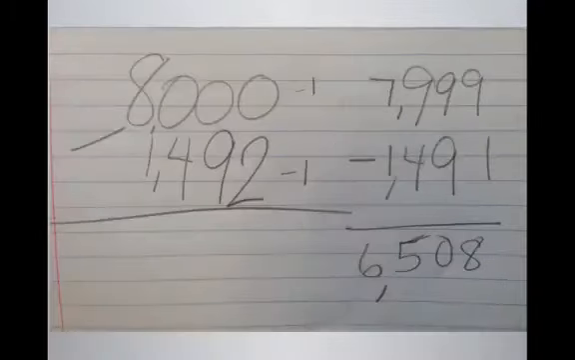And here you can see in this example, you know, subtracting across zeros is very difficult. So in this particular case, by subtracting 1, the student really made the problem much easier. So now instead of having 8,000 minus 1,492, we have 7,999 minus 1,491. And then that process of subtracting was much easier.